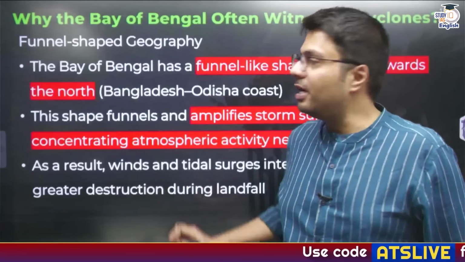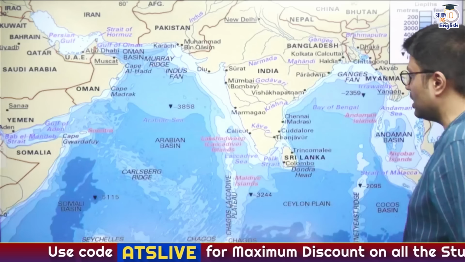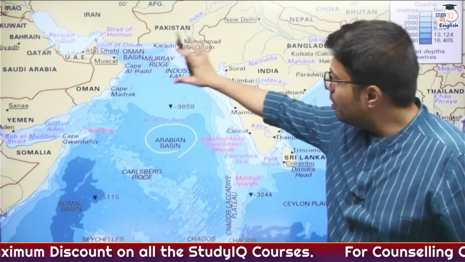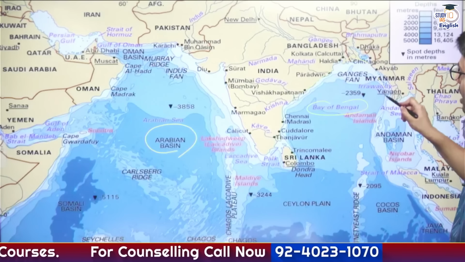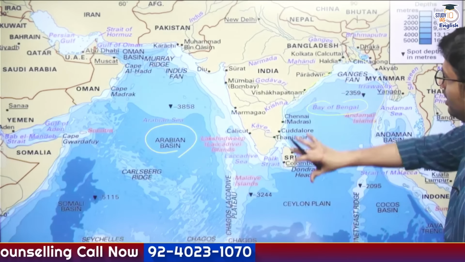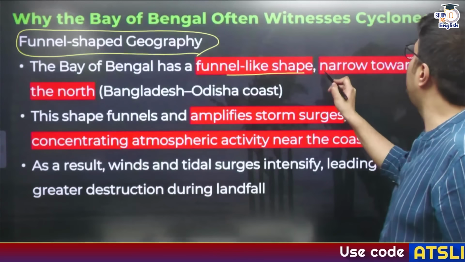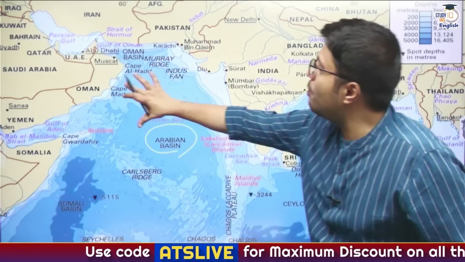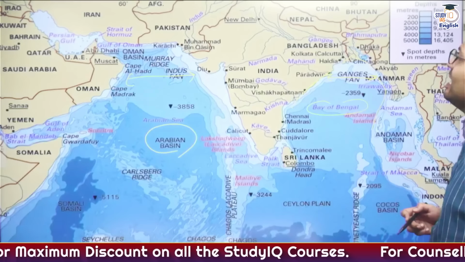First is a geographical factor, that is, the existence of a funnel shaped geography in the Bay of Bengal region. Now look at this map. Don't you think the Arabian Sea basin is somewhat more open as compared to the Bay of Bengal basin? The Bay of Bengal basin makes a funnel in this particular area and therefore it is narrower, and this creates a funnel like topography, funnel like shape, which makes it narrow towards the north. So the Arabian Sea is somewhat wider in the northern region, whereas the Bay of Bengal is relatively narrower in the region.